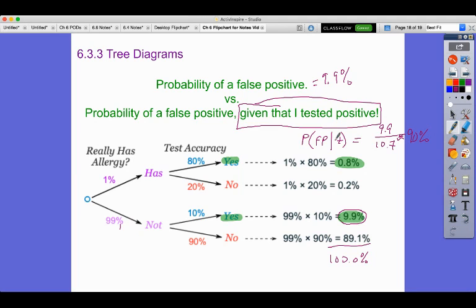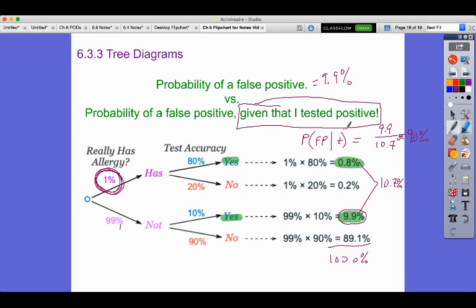okay, that if you've tested positive, there's a 90% chance that it's a false positive. That's crazy, okay? It's counterintuitive, but it's really because there's such a small proportion of the population that actually has the allergy that all of these yeses don't add up to a large amount. And so if you put all the positives together, you get 10.7% of the population will test positive, but only 0.8 out of that are true positives, and 9.9% of this 10.7% are false positives.